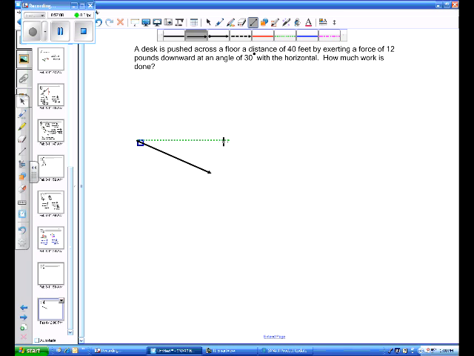Now when we do, the desk is moved horizontally. It's not moved in this direction. We're pushing it across the room, across the floor. So the desk goes horizontally, but our force is going at an angle. And if you'll stand there and try to push at something, you'll see that your arms make an angle with the floor, and you would still push it horizontally, but you're going to be pushing at an angle. So we've got an angle here of 30 degrees, and we're pushing with a force of 12 pounds.